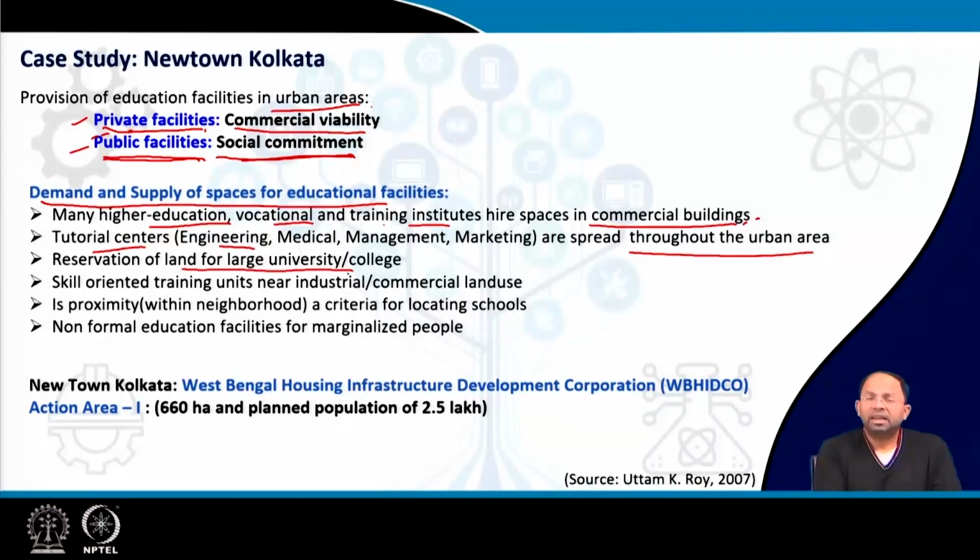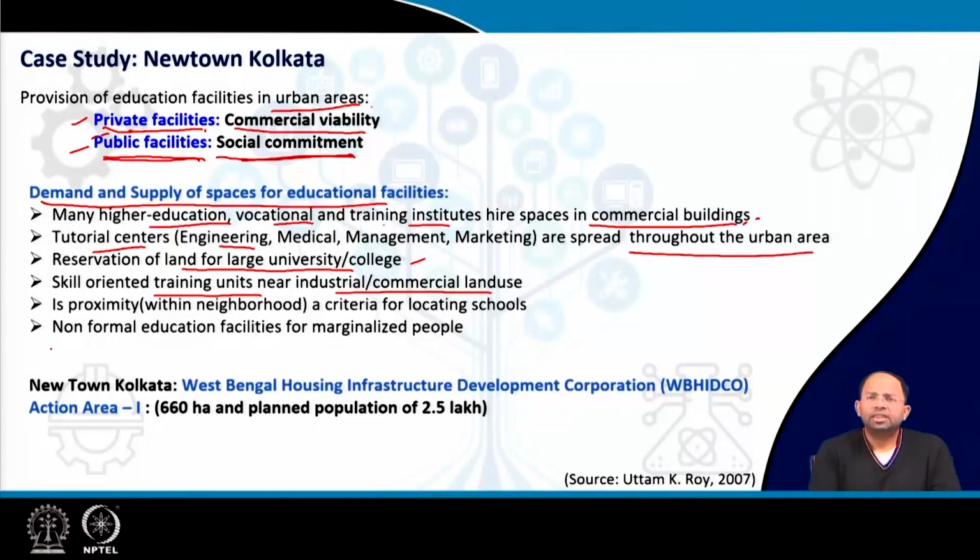But in case of large universities and colleges, there has to be reservation of land, because otherwise a large chunk of land is not available. So there has to be creation of larger plots of land where this kind of colleges or universities could be set up. Skill-oriented training units need to be set up near industrial and commercial land use.